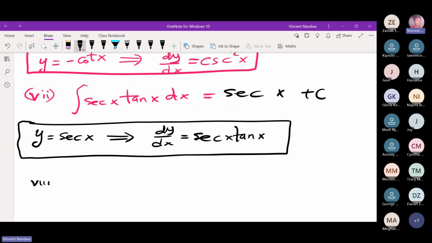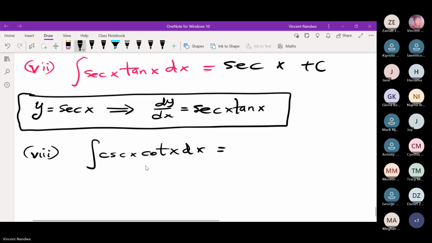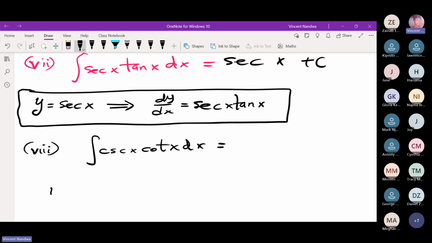The other one, the integral of cosec x cot x dx. So also recall, if y is cosec x, then what is dy/dx?